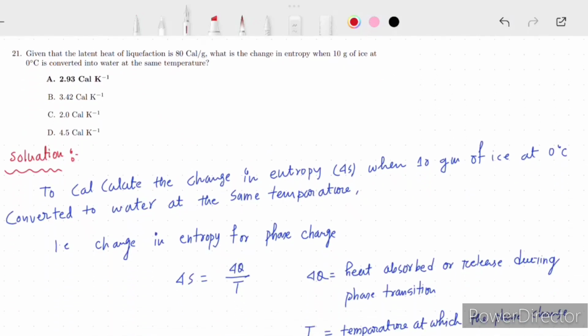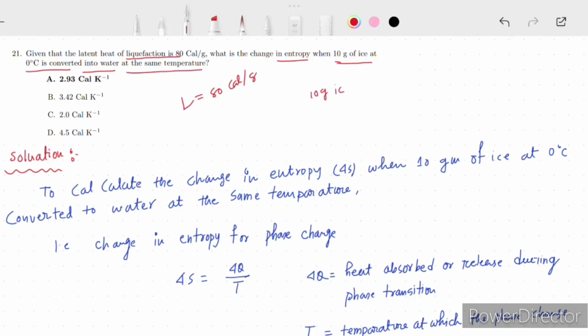21. Question number 21. Given that the latent heat of liquefaction is 80 calorie per gram, that is L equals 80 calorie per gram, what is the change in entropy when 10 gram of ice at 0 degree centigrade is converted into water at the same temperature?